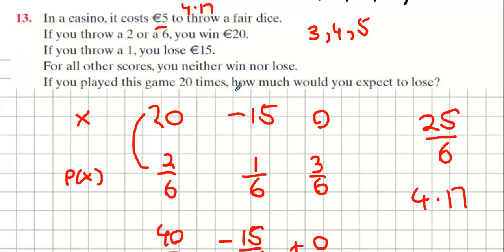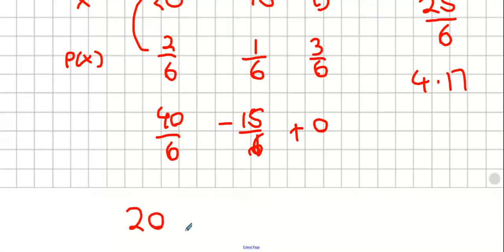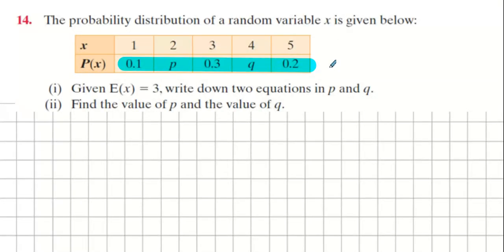If we play this game 20 times, how much would you expect to lose? Yeah, we're losing 83 cents a go, aren't we? And then multiply 20 by 83, and what do we get? Yeah. All right, guys. Here we go.